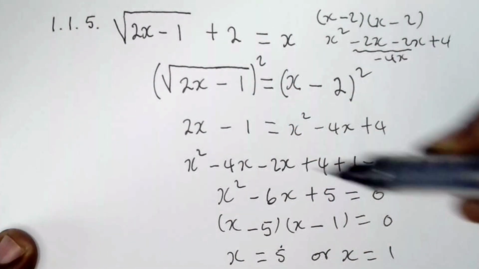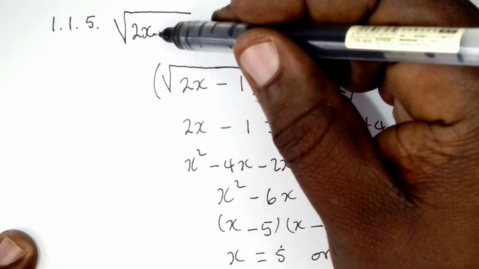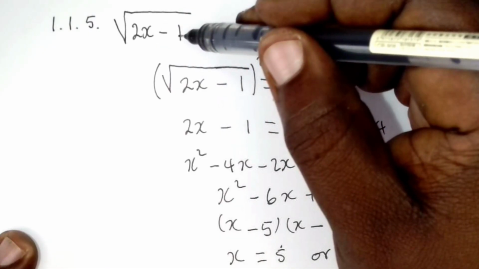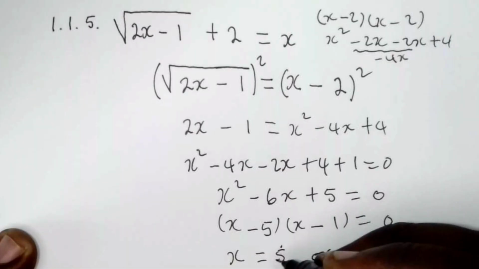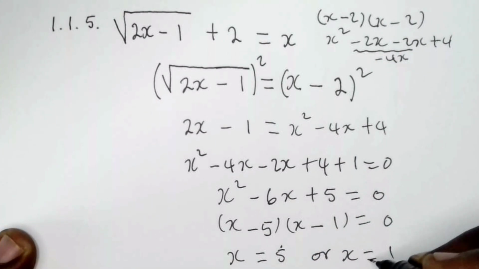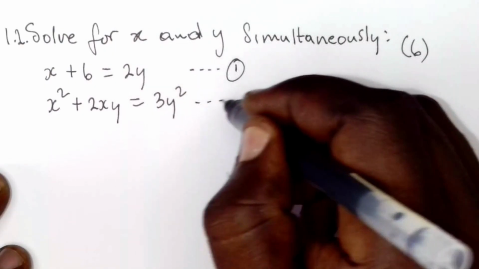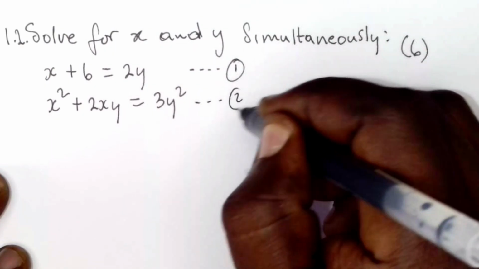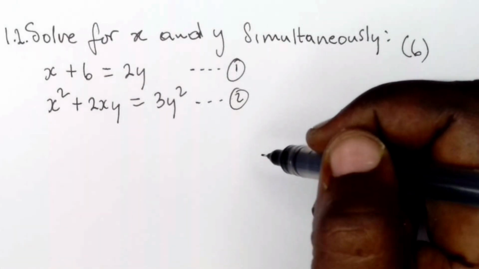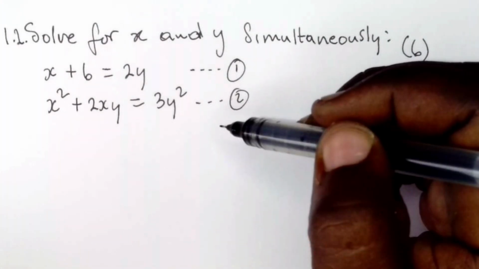Okay, let's put 1. Put 1 here. 2 times 1 is 2, minus 1 is 1. X is equal to 5. Then this one is not the one. Then it's going to be our equation 1. This one is equation 2. So in this case, we need to find equation 3. So how to find equation 3?